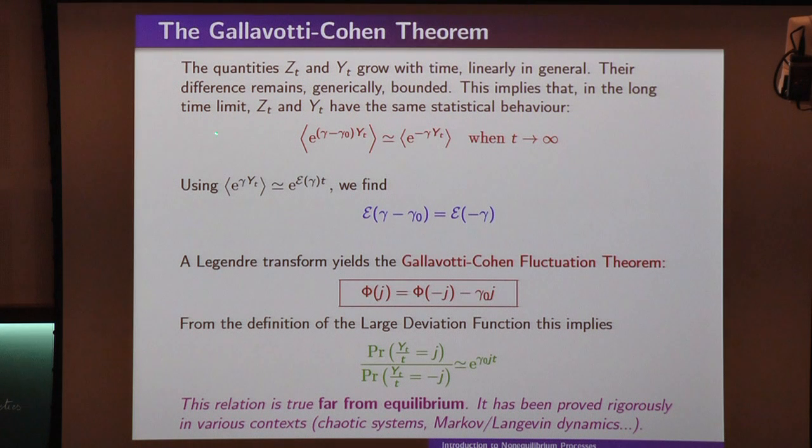Now, because they grow linearly in time, you can prove using Laplace transforms that this exponential generating function behaves in the long time limit as the exponential of the cumulant generating function, e twiddle of gamma times t. There are plenty of small things to be put in, but the details are given in the previous transparencies. So this identity tells you that this cumulant generating function satisfies the Galavotti-Cohen identity: E of gamma minus gamma 0 is equal to E of minus gamma.